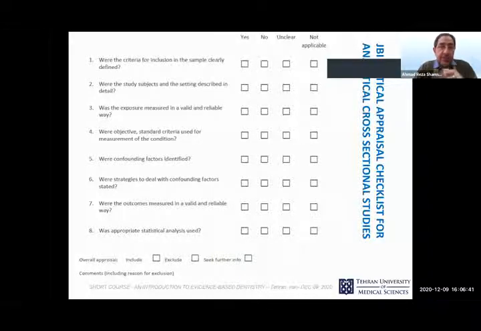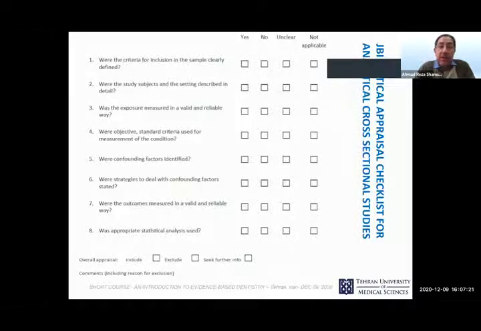The second question: were the study subjects and the setting described in detail? It's again about the subjects and settings. As I mentioned before, for example, in an office, patients who refer to a clinic or hospital, or otherwise. And the third one: was the exposure measured in a valid and reliable way? So it's something for calibration, considering the sensitivity and specificity of the measurement.